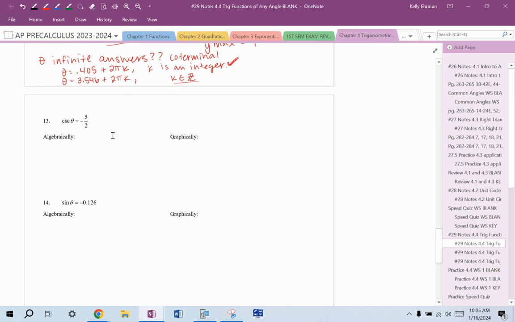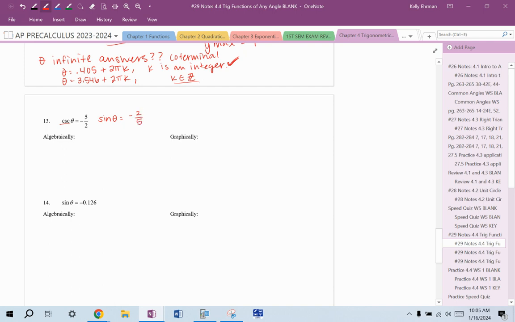All right. So what about this one? We can choose. Now, I want to show you algebraically just in case you choose to do it this way. For your calculator, anytime you get a reciprocal function, change it to sine, cosine, or tangent. So if cosecant is negative 5 halves, sine is negative 2 fifths.